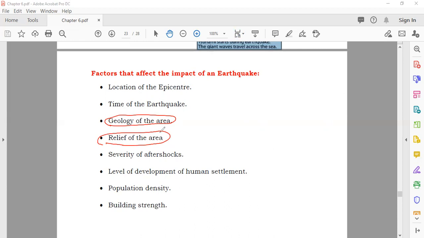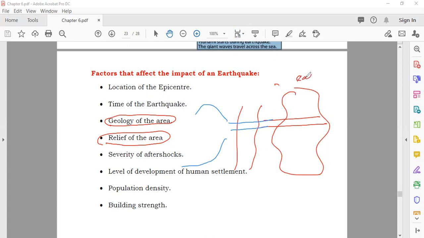meaning people can reach there easily. For example, this is the area, it has a river, and over the river you have a bridge, and then again the land starts. Let's say an earthquake came in this area, and due to the earthquake this bridge has broken, so people cannot reach here because the bridge is not there.